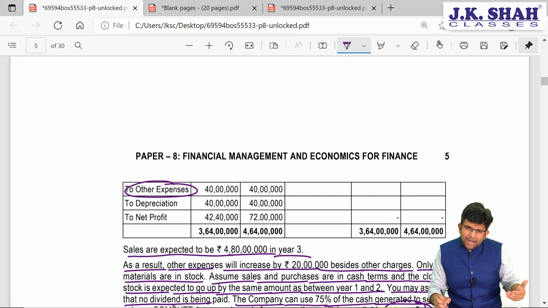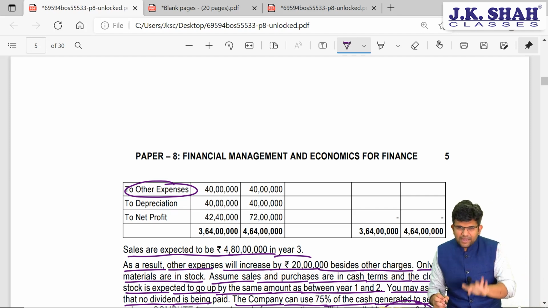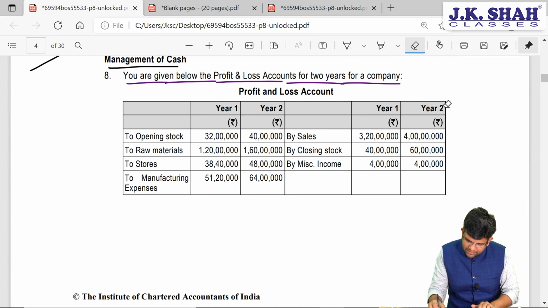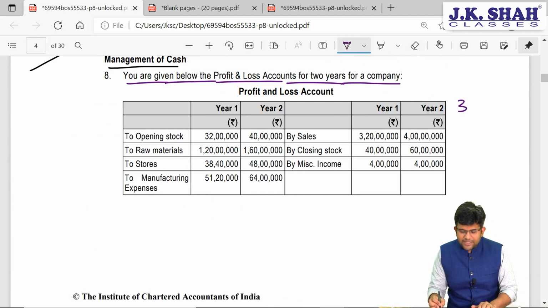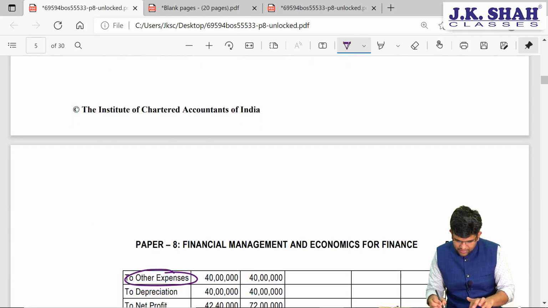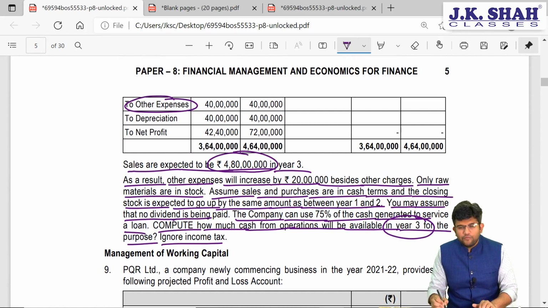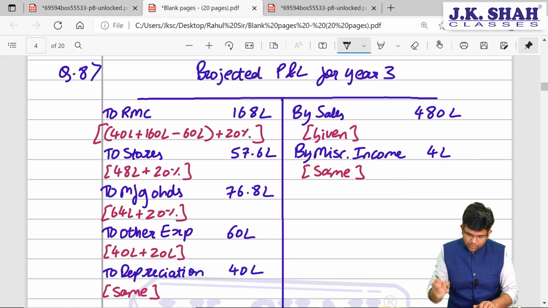So on the P&L, on the credit side, can I say sales will be there and miscellaneous income will be there? Everybody clear? There will be sales and there will be miscellaneous income. Now as far as sales is concerned, they have very clearly given it to you as rupees 4 crore 80 lakh, that is 480 lakhs. Everybody clear? So I'll take you to the solution, children.